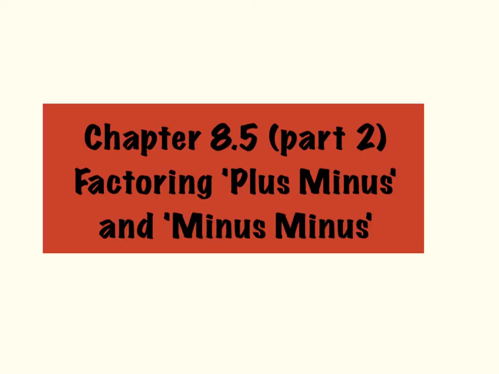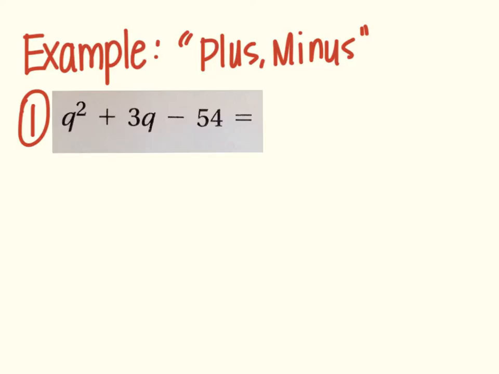So tonight's lesson is on chapter 8.5. This is part 2. Last night we did plus plus and minus plus. Tonight we're going to do plus minus and minus minus. So what I mean by plus minus is that the signs in the trinomial are plus minus.